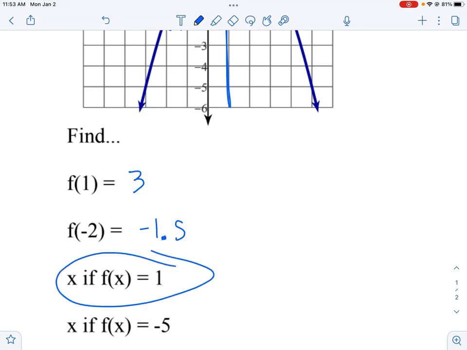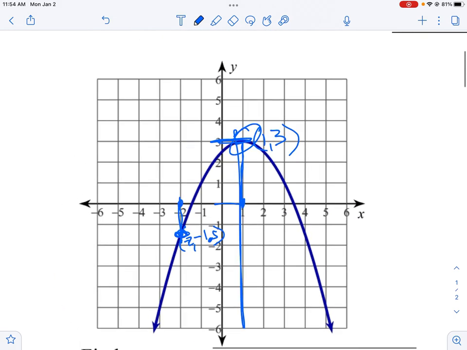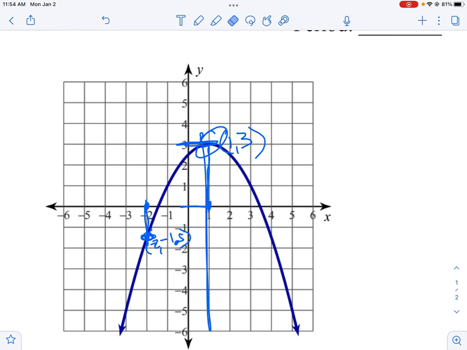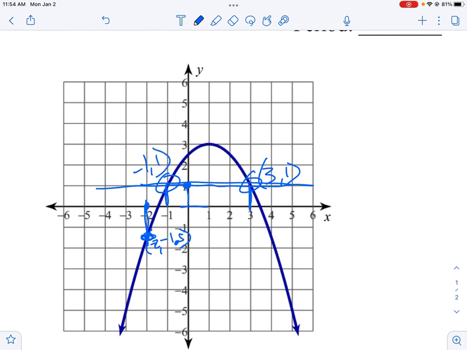I got next one. What's the x value if f of x is 1? Well, f of x equals 1 means the y value is 1. So I'm going to come up here to 1, and I have to figure out where my function is. Well, it's got 2 different numbers there. There's one here at 3. That's at 3, 1. And then you got one over here. This is at negative 1, 1.